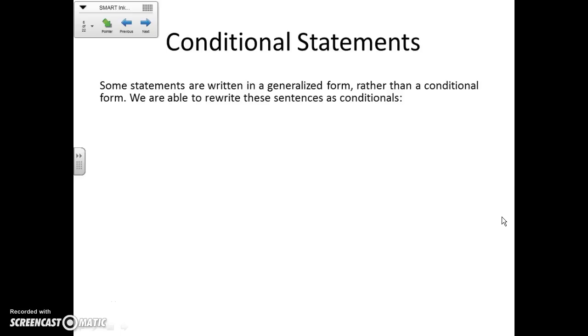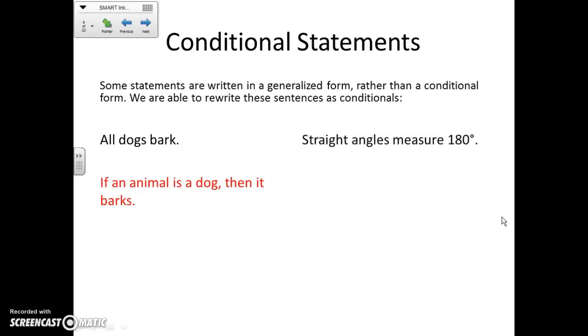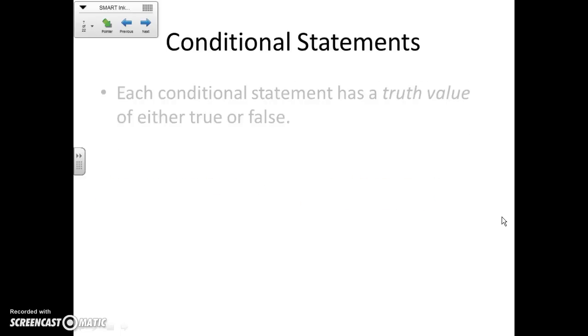Some conditional statements can be written in a generalized form rather than a conditional form. We're going to learn how to rewrite these sentences as conditionals. All dogs bark. That's an absolute statement. If I'm going to turn it into a conditional, I can say if an animal is a dog, then it barks. Straight angles measure 180 degrees. If an angle is a straight angle, then it measures 180 degrees.